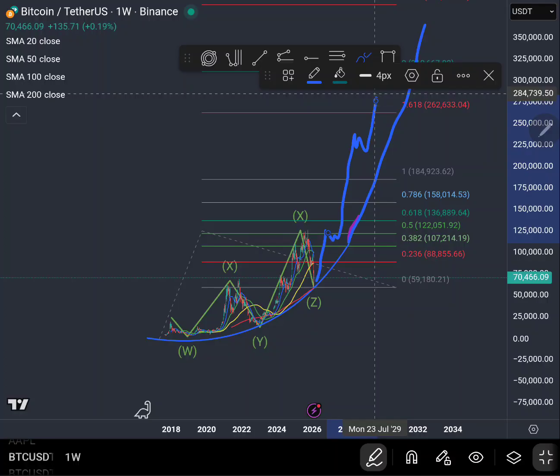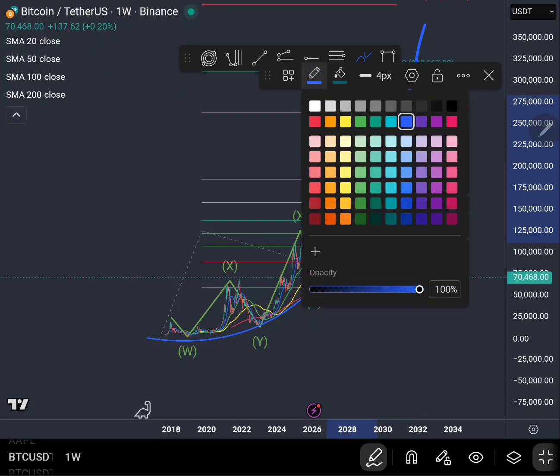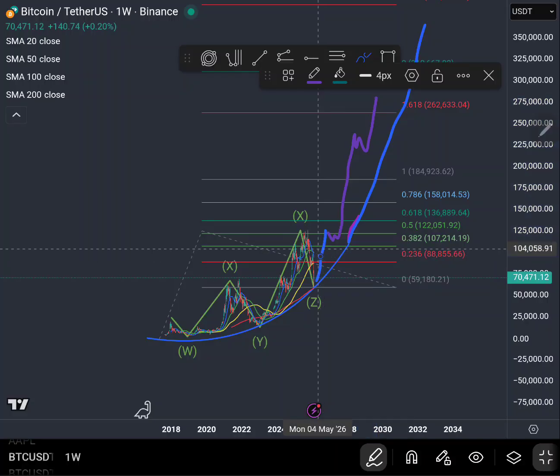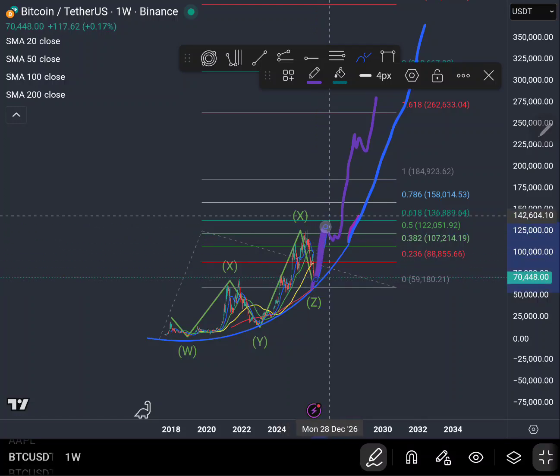Something like that, but let's put that in a different color. Let's put that in purple. And for some reason that bit's blue. That's really annoying. Right, I'll just draw over it to save myself time here.